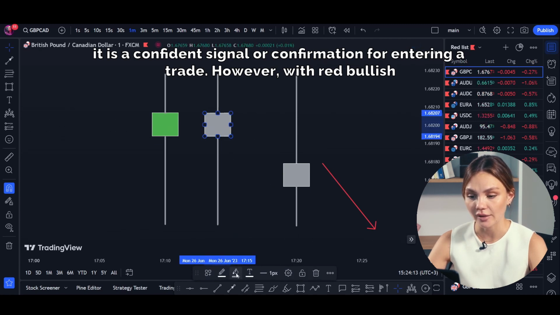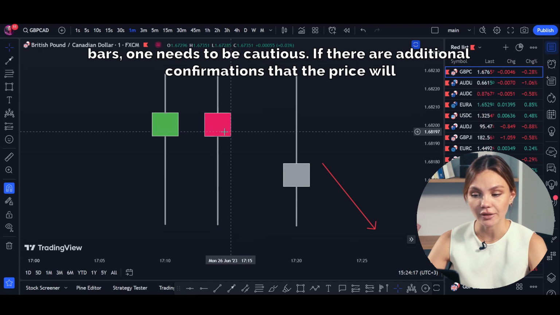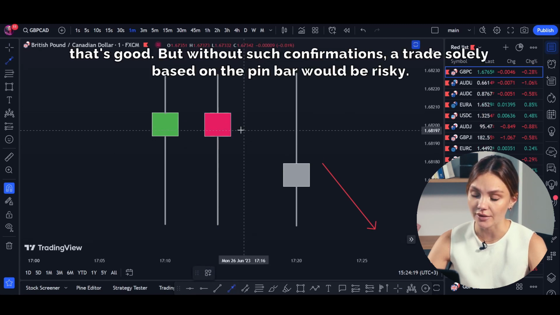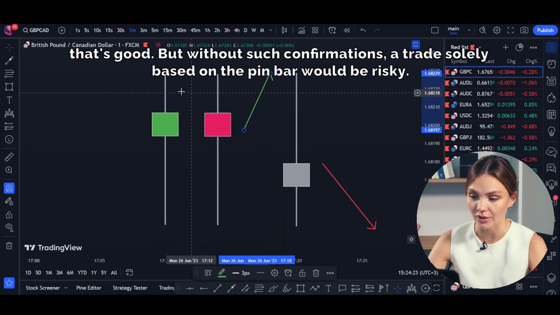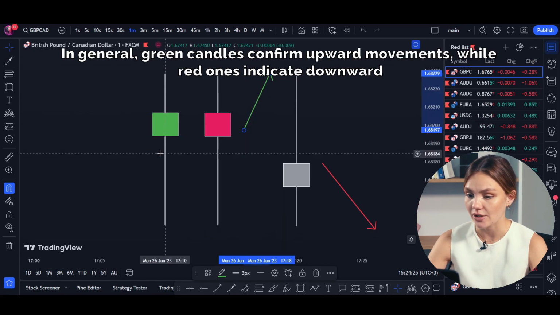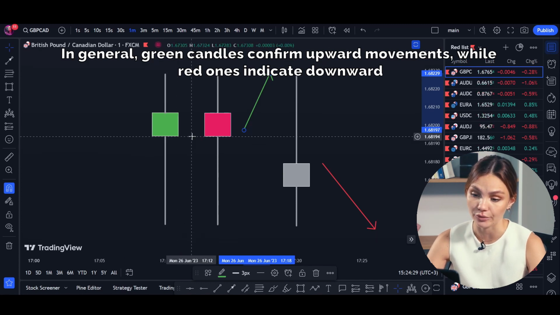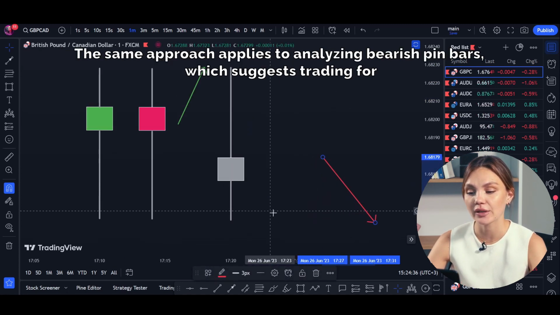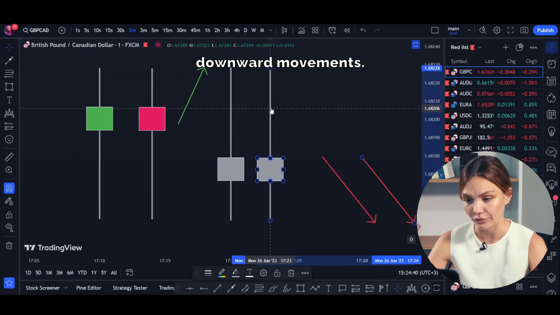However, with red bullish pin bars, one needs to be cautious. If there are additional confirmations that the price will rise, that's good. But without such confirmations, a trade solely based on the pin bar would be risky. In general, green candles confirm upward movements, while red ones indicate downward movements. The same approach applies to analyzing bearish pin bars, which suggest trading for downward movements.